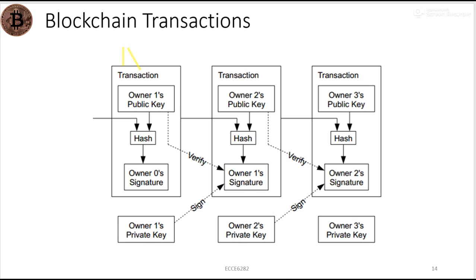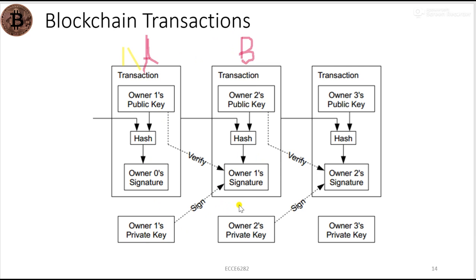Let me change the color, it is not good. Okay, this is Alice and this is, let's suppose, Bob, and now Alice wants to send some money through a transaction to Bob. So how will Alice perform this transaction?